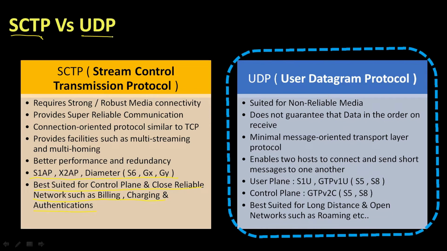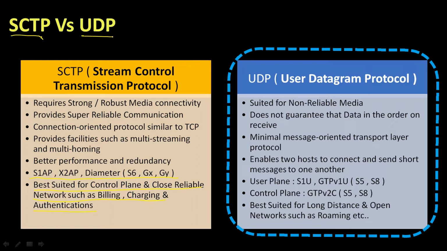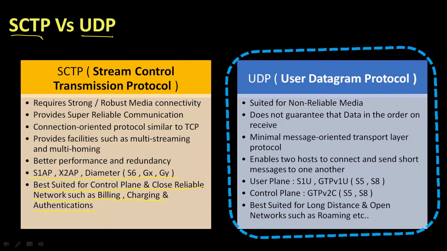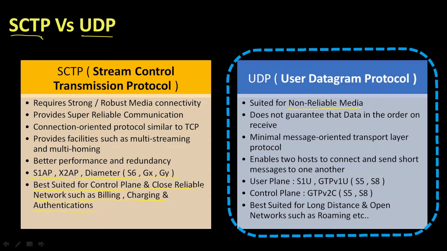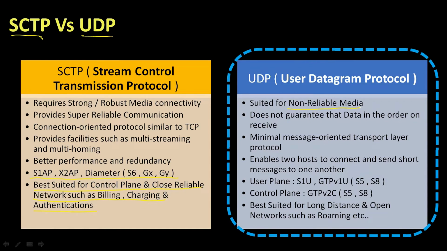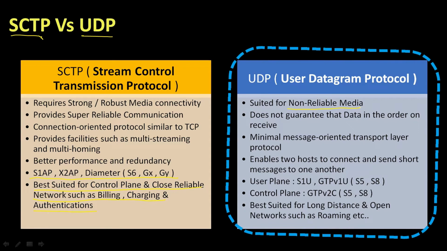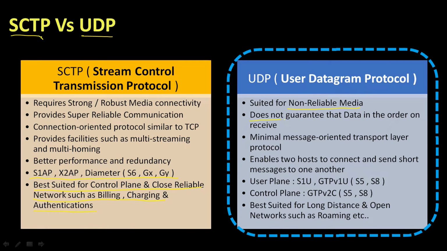The next one is UDP. UDP stands for User Datagram Protocol. I believe you know this protocol, so there is no point in discussing it in depth. This is typically used in non-reliable media communication where multiple operators are involved or long distance media is involved, such as communication between two operators on roaming, or it may be used between the MME and the S gateway, and maybe the S gateway and the P gateway. This is typically suited for non-reliable media.